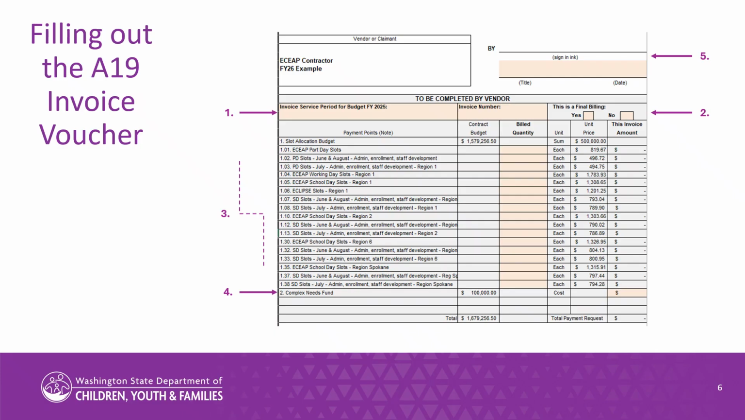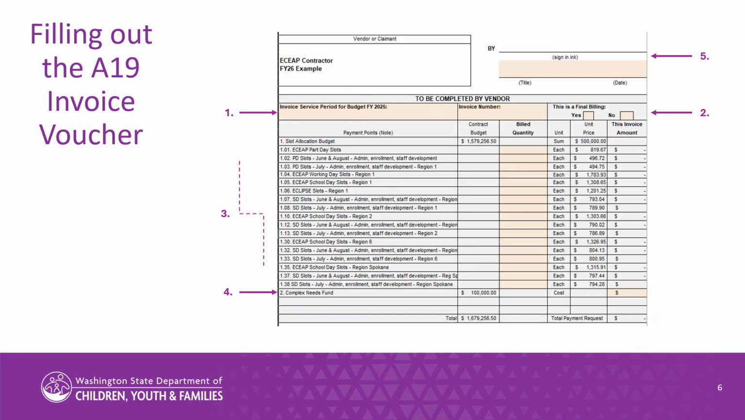The arrows in purple identify the areas of the form that the contractor is required to fill out completely in order to avoid delays in the payment process. Let's walk through these steps. Number 1, in the invoice service period for budget, type the month and the year of the service being billed.